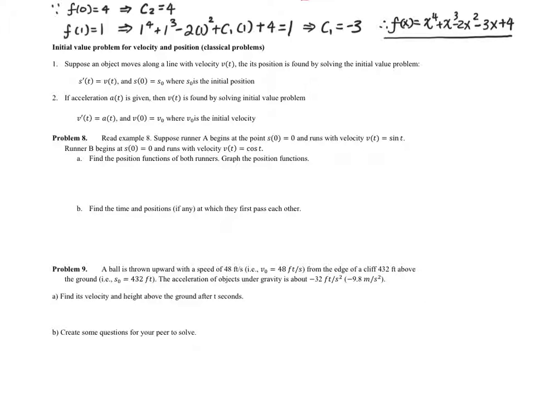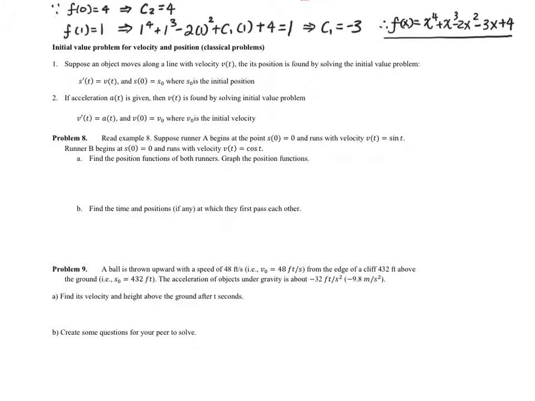So, when s is position, the derivative of position is actually the velocity. So to find the position, this is the differential equation that we need to solve. The initial condition is when time is 0, its position is its initial position, s0.